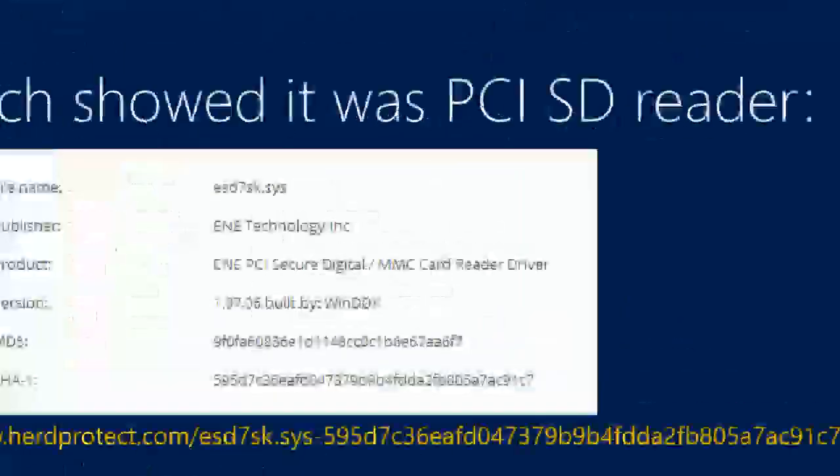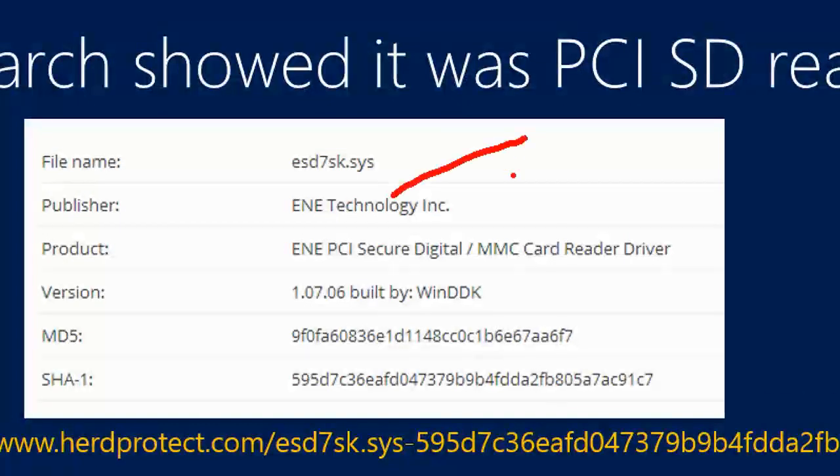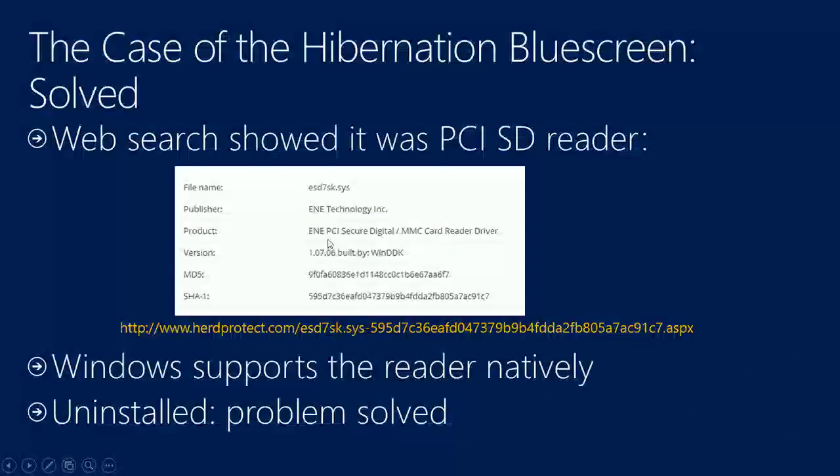He went online and searched for it and saw that it was a PCI SD reader from ENE Technologies. For this PCI reader, Windows has built-in drivers for most PCIe devices. Those are pretty standard. So what he did was uninstall it. He went to Device Manager, uninstalled this device, rebooted the machine, and now he could hibernate successfully. So just a few minutes, opening the crash dump file, looking at the driver that was causing the problem, and then figuring out what this driver was, led him to fixing the problem. Just a few minutes, as simple as that.